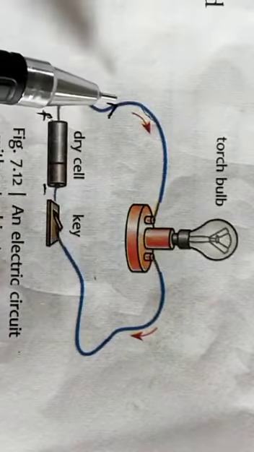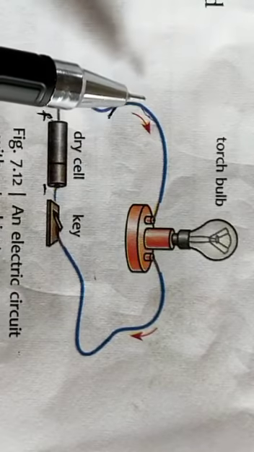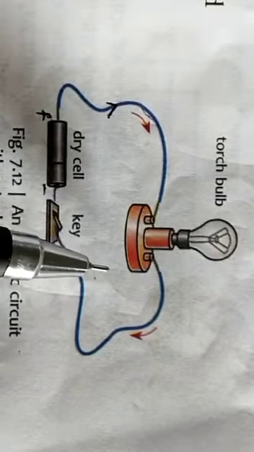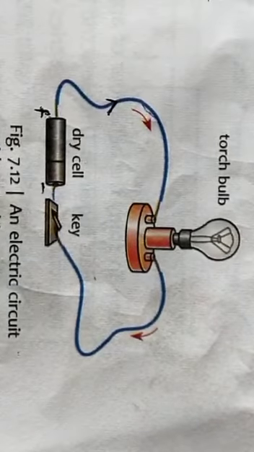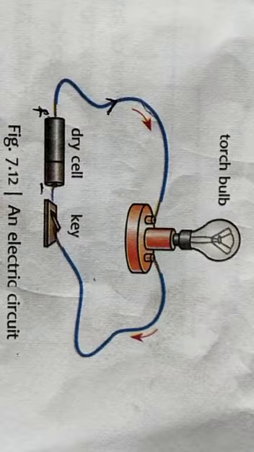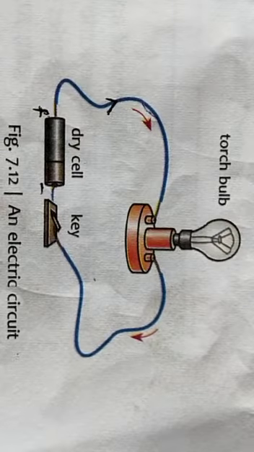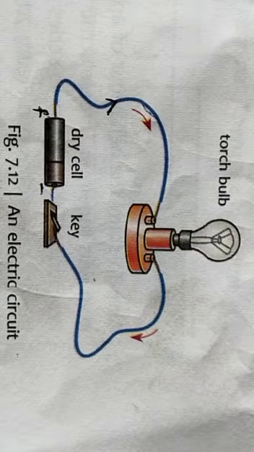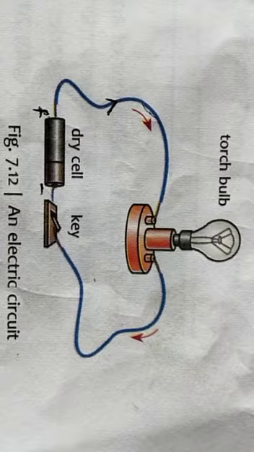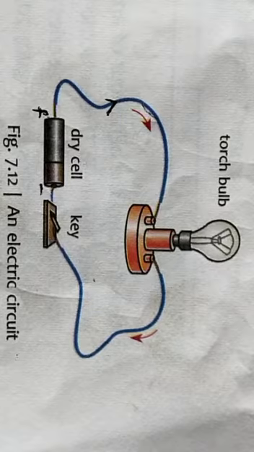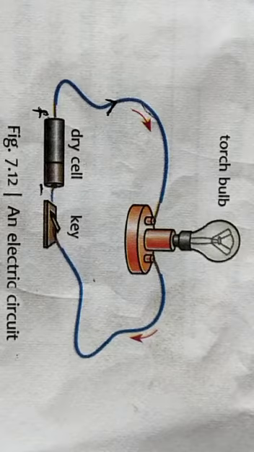If suppose this wire is broken or disconnected at any point, no current will flow. Is that clear? So for current to flow, the circuit should be a closed path, a continuous path. It should not be broken or disconnected at any point.